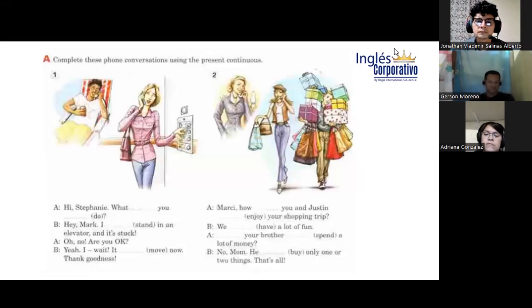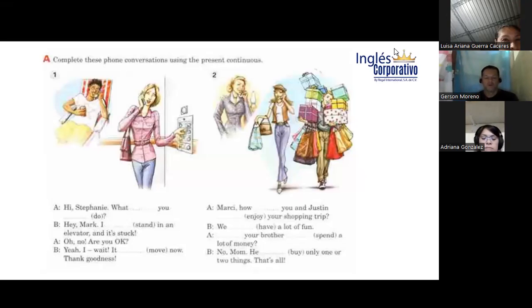People talking by cell phone. Okay, and what do you see in the second picture? He carries boxes. Okay. The shopping. They're going shopping a lot. Do you think they have the Christmas bonus?